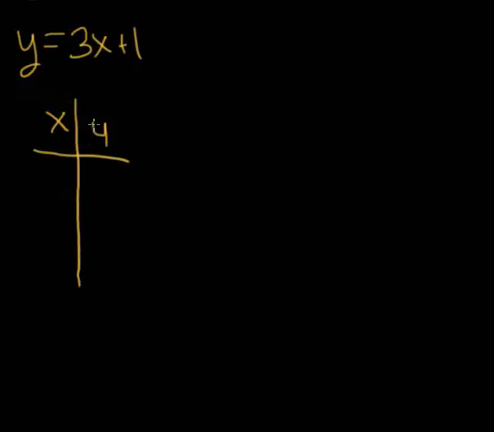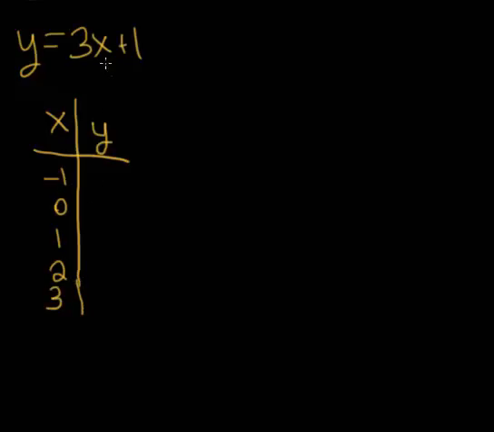So let's say we had y equals 3x plus 1. What we've been doing is looking at our x values and seeing what our corresponding y values are. So let's just pick some points here. Let's do -1, 0, 1, 2, and 3.